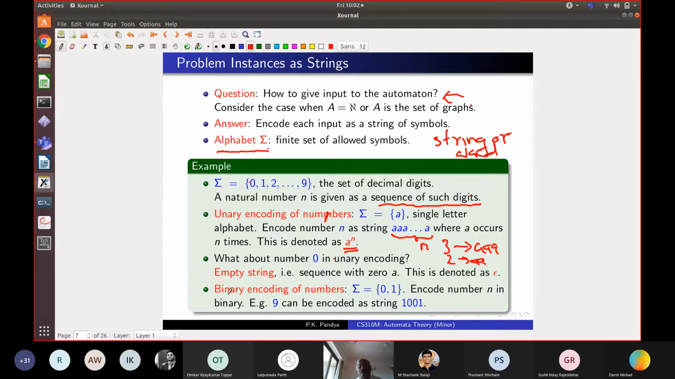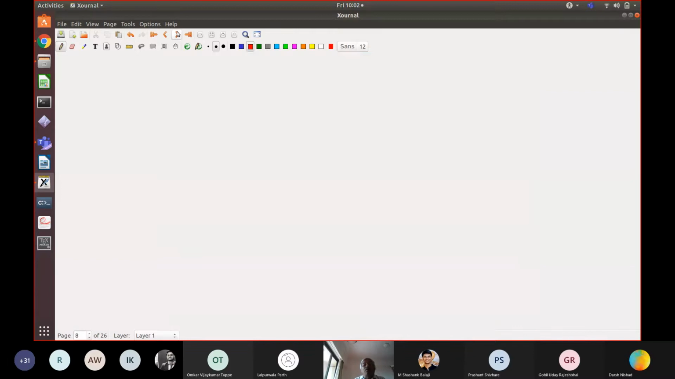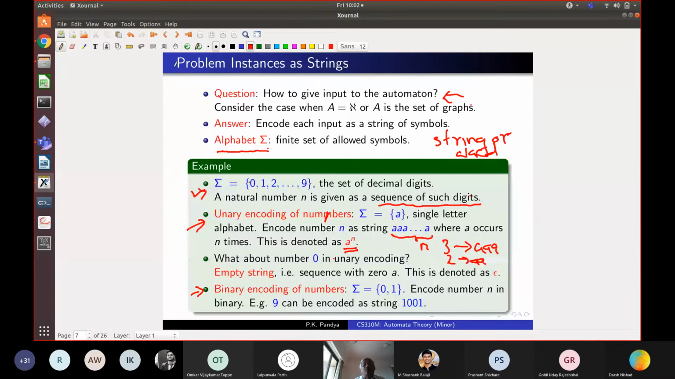Next, we will consider yet another way of representing numbers. So we are going to consider 3 ways. One is this decimal encoding, one is this unary encoding, and third is the binary encoding. In binary encoding, the alphabet is 0, 1, right? And we encode a number n in its binary form. For example, 9 can be encoded as the string 1001.